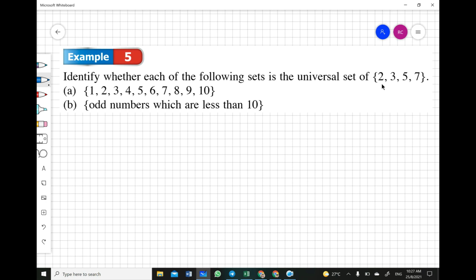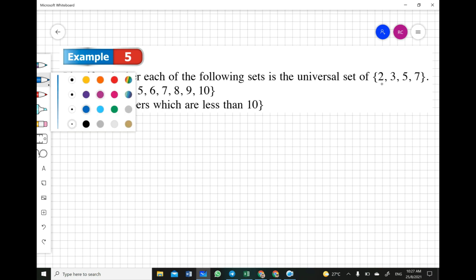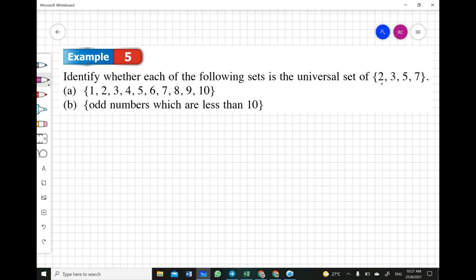Okay, now let's see. Number 2. Is it in there? Yes. After that, number 3. Yes, it's in there. 5, 7. So all the elements are in there, meaning that this is a universal set. So we can just put a yes over there. Yes, it is a universal set.